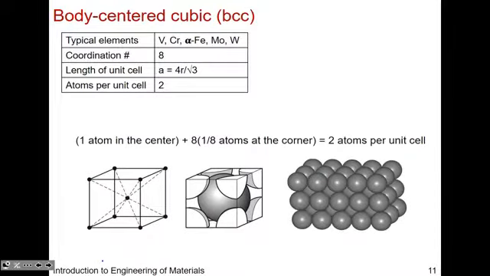Okay, the same can be done for body center cubic, BCC, typical elements, vanadium, chromium, alpha iron, molybdenum, tungsten. And of course, you can look this up in the periodic table as well. The coordination number is 8. That means there are 8 nearest neighbors. So you can just do that count. If you're at this atom here, you can count 1, 2, 3, 4, 5, 6, 7, 8.